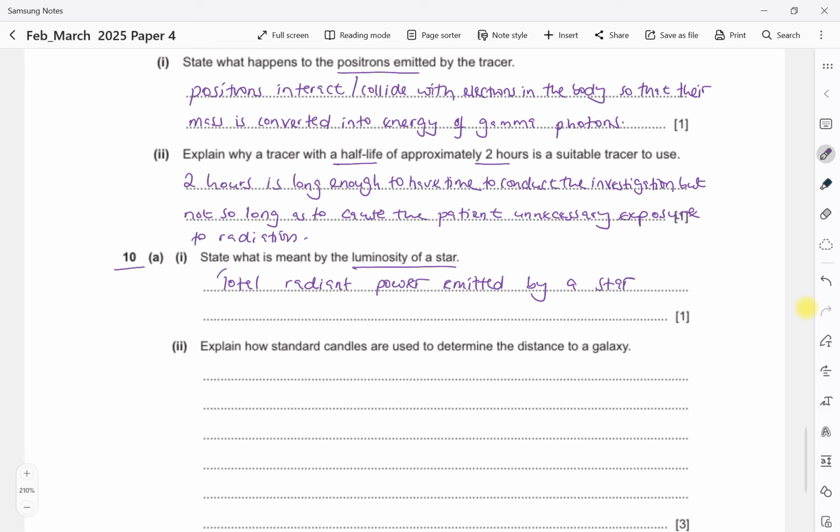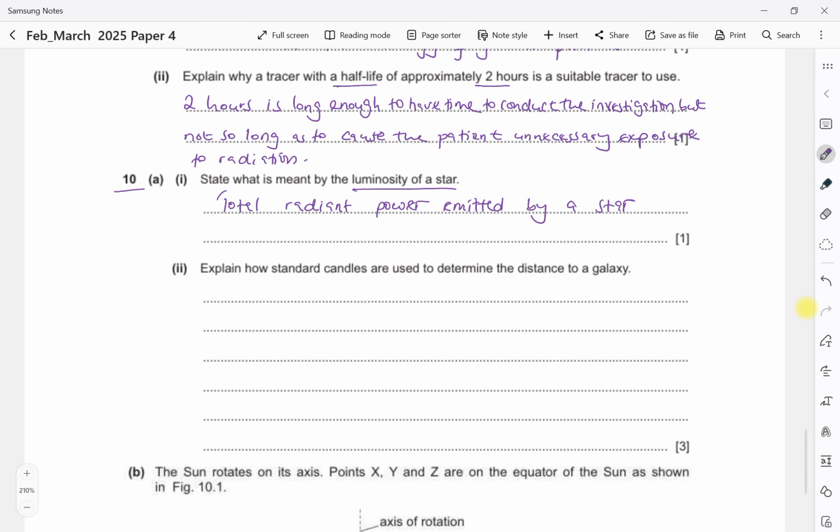Total radiant power emitted by the star, that is the luminosity. Explain why standard candles are used to determine the distance to a galaxy. Of course, a standard candle is an object of known luminosity, and that means if the luminosity L is known, what we remain with is to measure the radiant flux intensity which is observed on the Earth's surface. And therefore, using the equation F equals L over 4 pi d squared, we can use the standard candle to determine the distance of a galaxy from the observer.